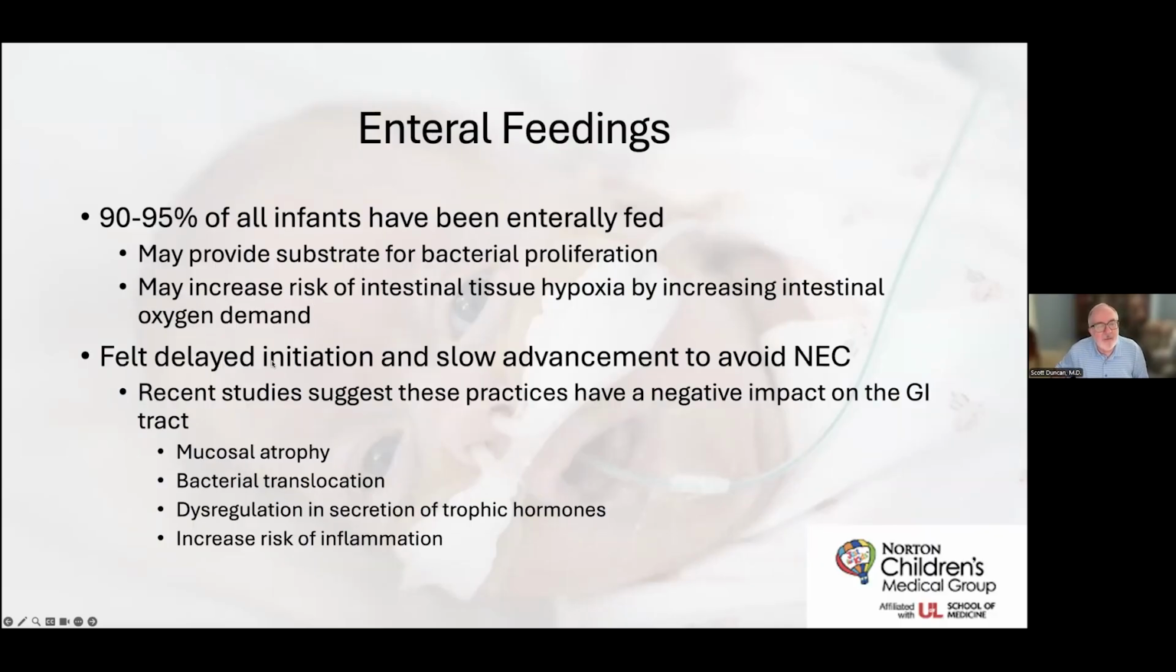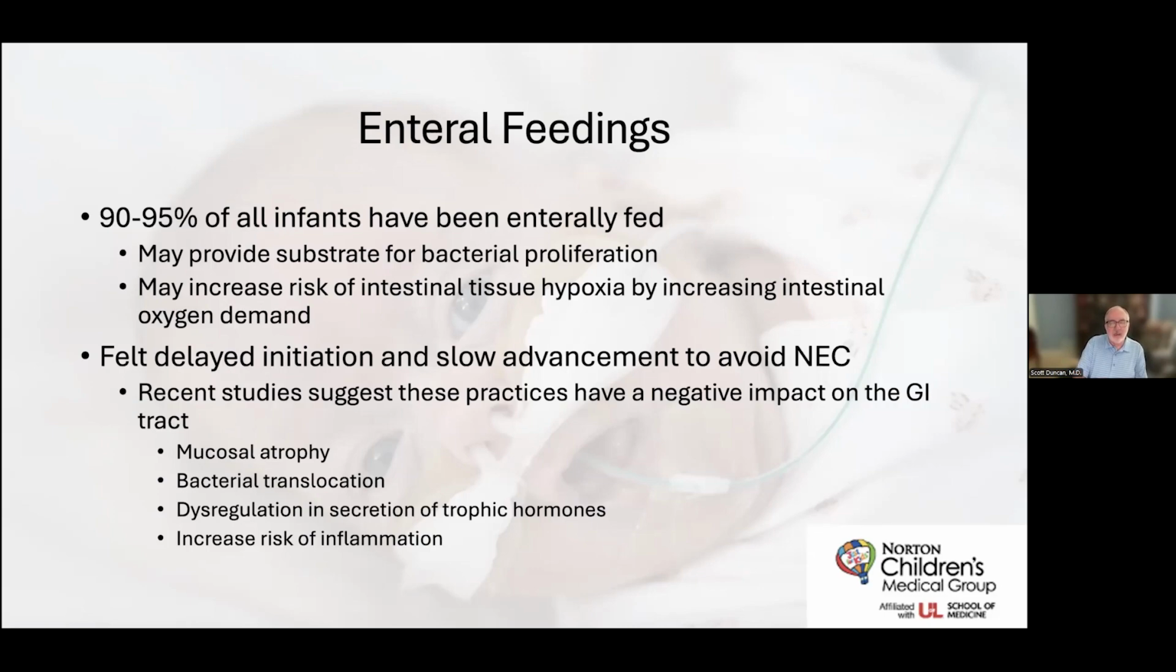We typically had thought in the past that if we delayed initiation and used slow advancements, we may be able to avoid NEC, and recent studies have determined that that may not be quite as impactful as we thought. In fact, delaying feedings may result in mucosal atrophy. Delaying feedings may result in bacterial translocation and dysregulation and secretion of trophic hormones, as well as increase in our overall risk of inflammation. So I think we're going to have to rethink our approach to how we're feeding babies.